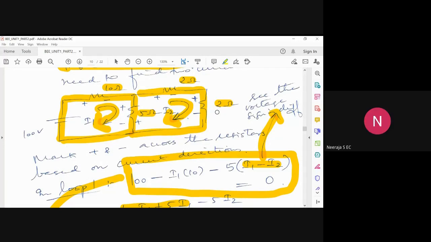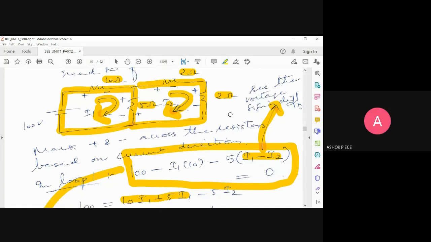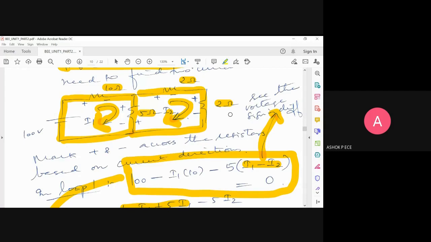100 minus 2 I2. Second loop is I2, first loop is... Yes, 100 is there. Minus 2 I2. Very good. Then across 5 ohms, what currents are flowing across 5 ohms? Which current is flowing through the 5 ohm? Only I1 or only I2 or both?